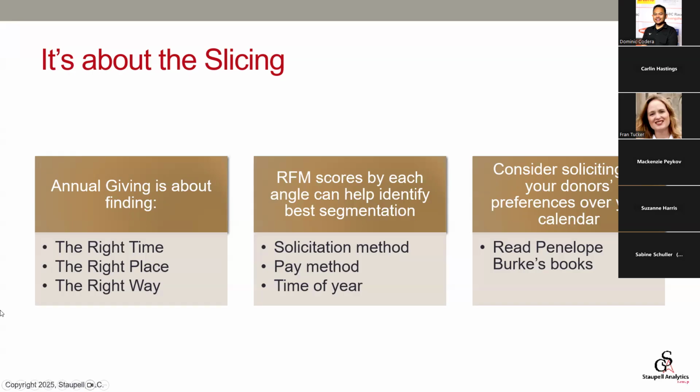Okay. So scores by each angle can help identify the best segmentation. So if you did RFM scores by solicitation method, so just take only direct mail solicited people, and here's where Grace's comment about, look, this is only donors. Well, no, you can include everybody who got direct mail and build an RFM score for them for the year and see what happened versus the RFM scores that you build for the people who were solicited by phone or solicited by text or solicited on giving day.